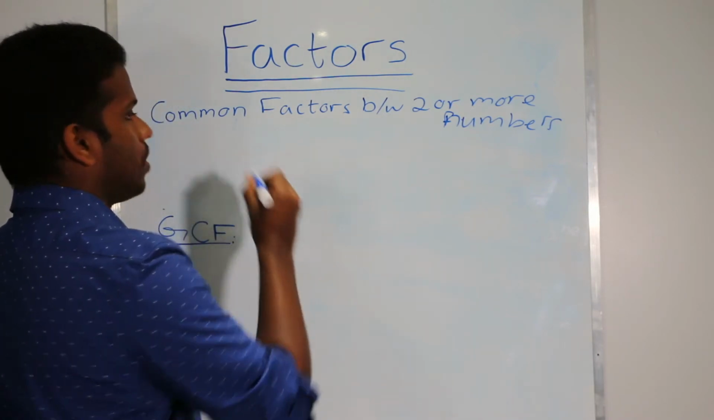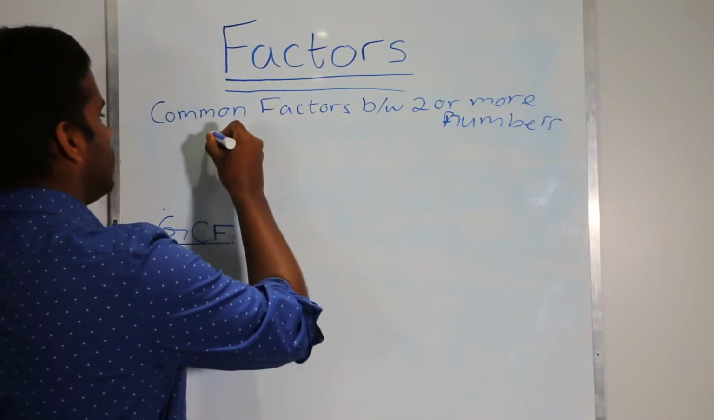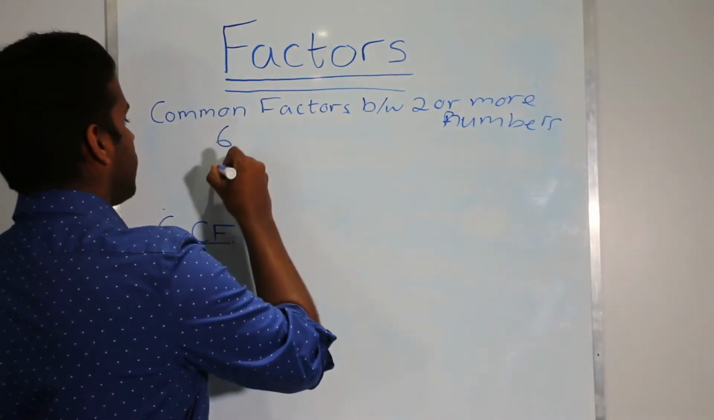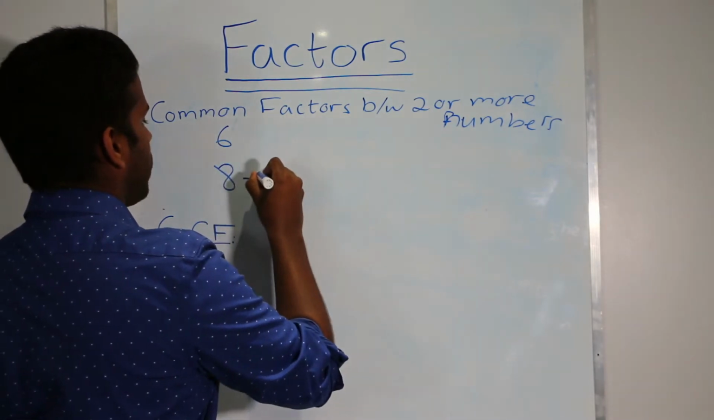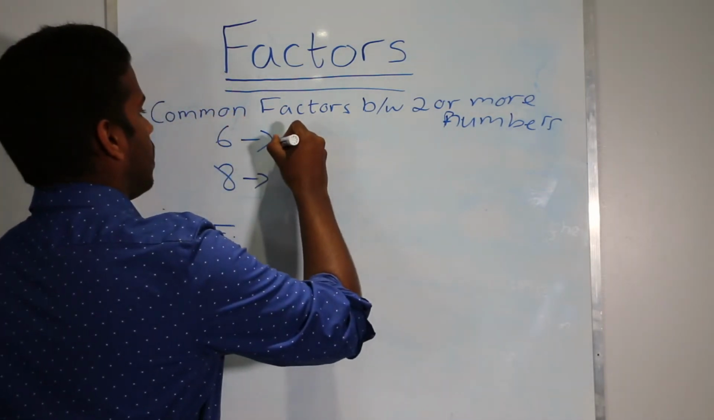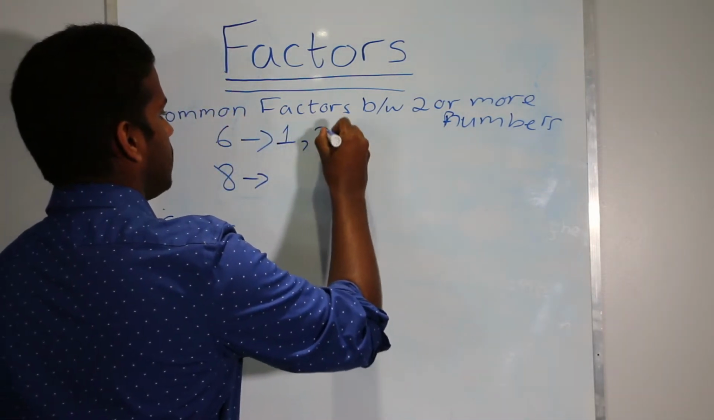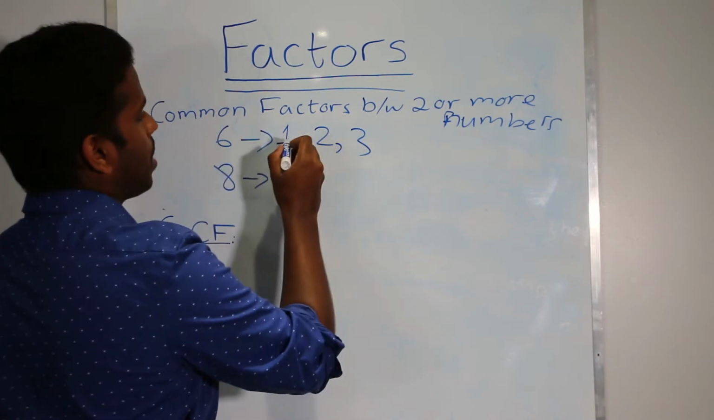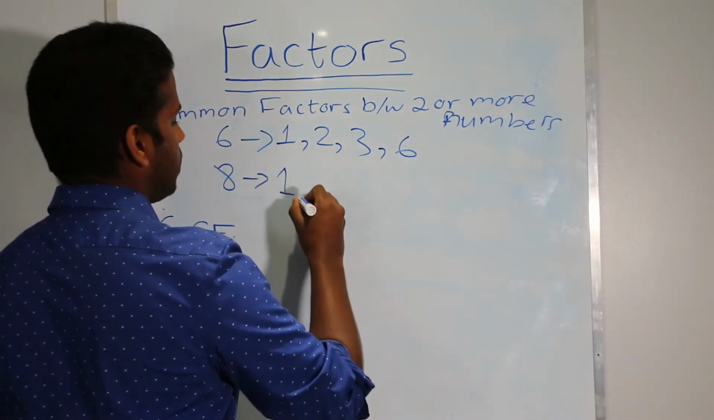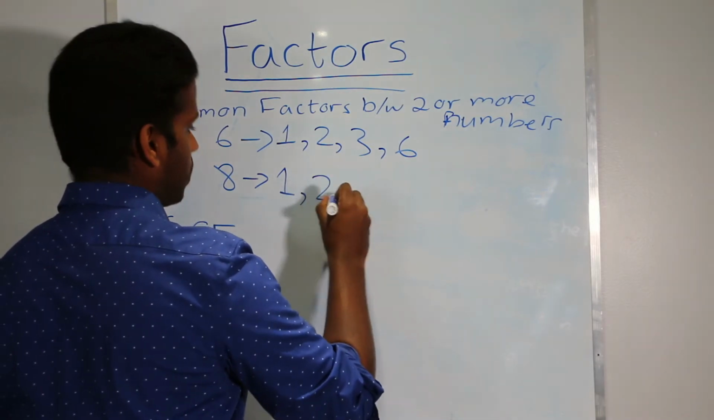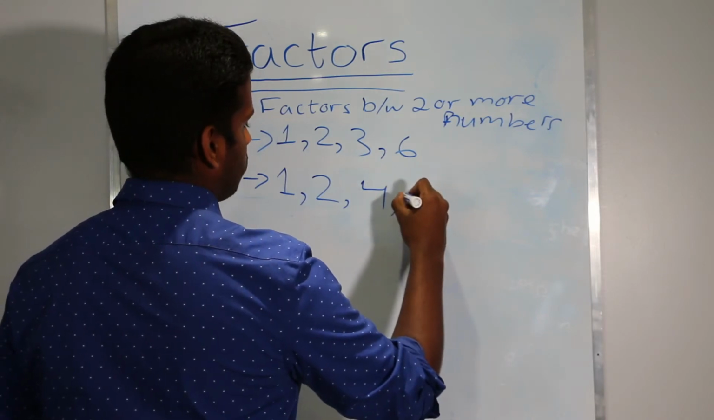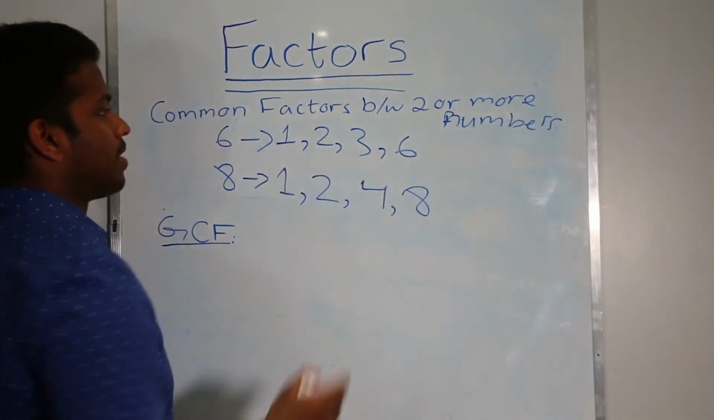Then we'll pick 2 numbers. Let's pick 6 and 8. What divides into these without any remainders? For 6, we know 1 and 2, and then 3 and 6. For 8, we know 1 divides perfectly, 2 does, 3 doesn't, 4 does, and 8 itself. So these are the factors. So what is common here?